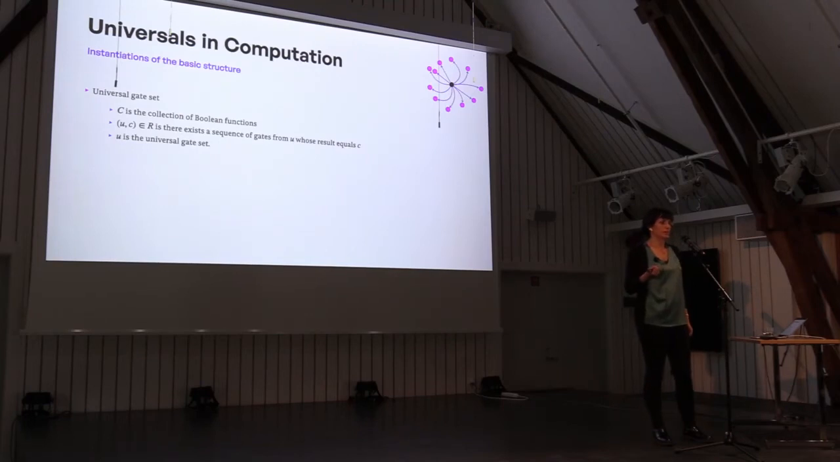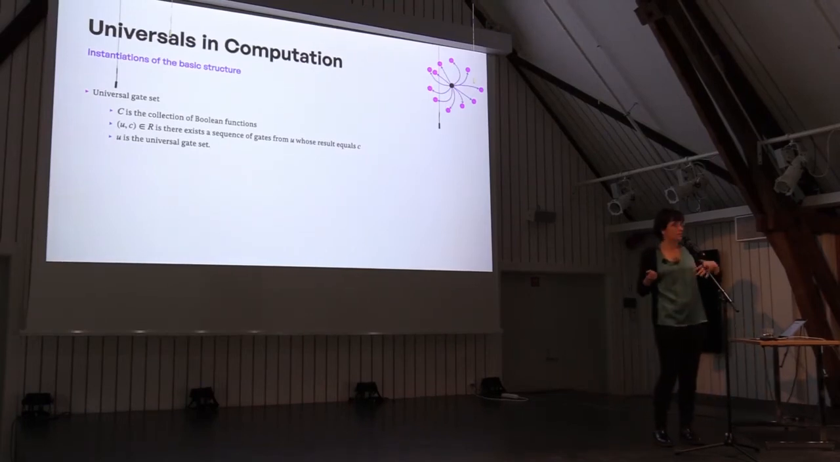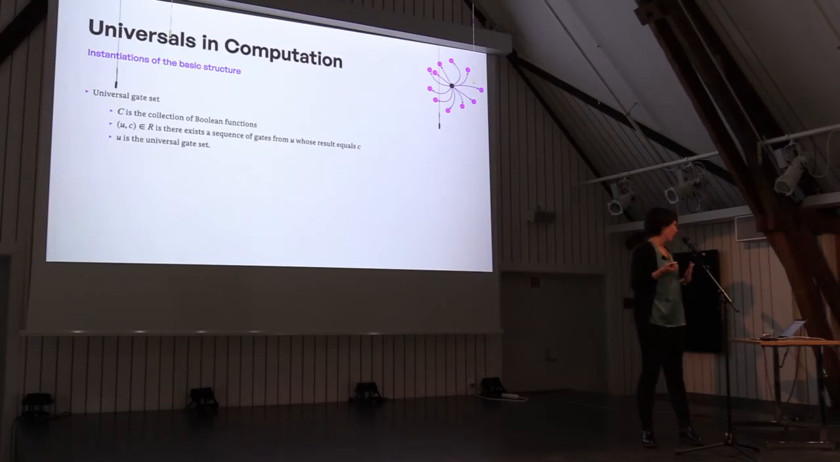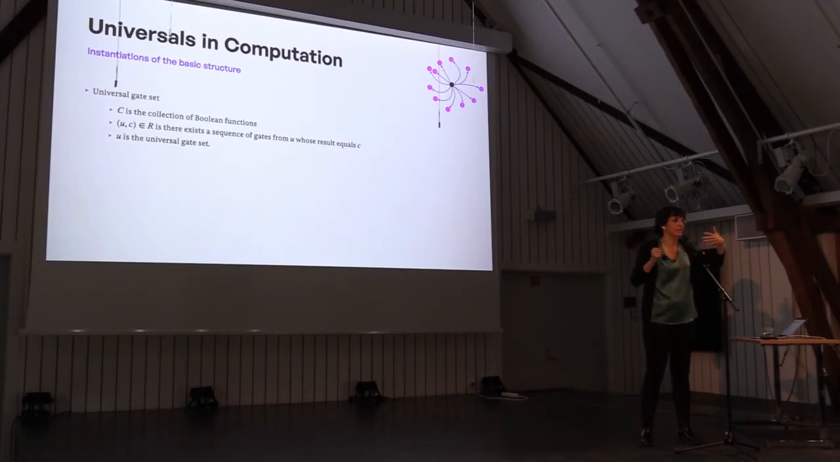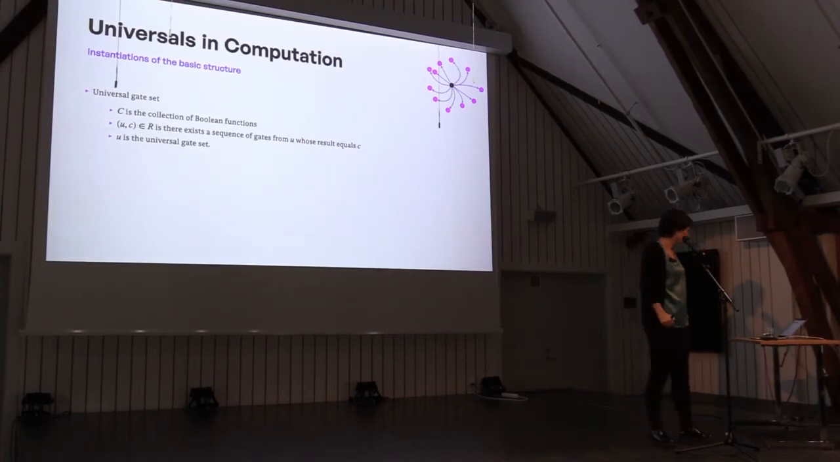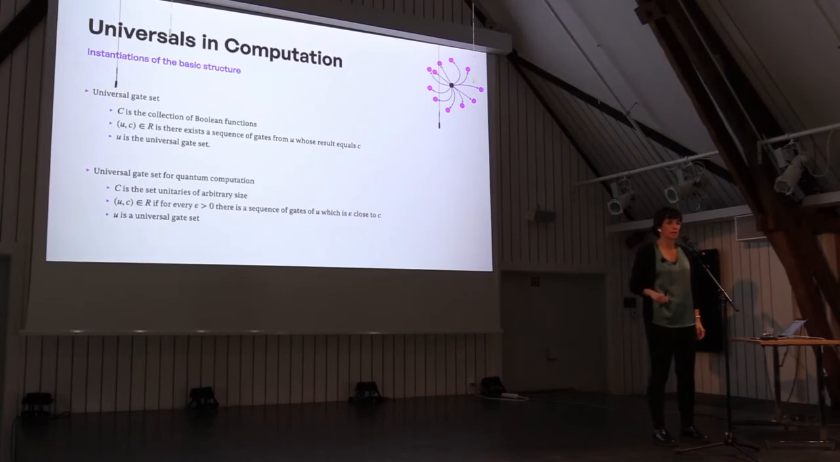But there's also the universal gate set. In this case, C is the collection of Boolean functions. And R is the relation that says that there exists a sequence of gates from my universal gate set that I can apply so that the result will be identical to my Boolean function. Okay, so the relation is a bit different. There is this additional, there exists a sequence. What's a gate? A gate is a Boolean transformation, like not, or and, or fan out.